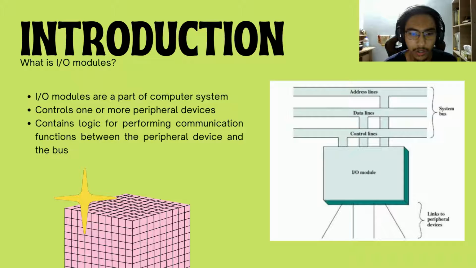My name is Muhammad Afif Daniel, and I'm going to present about the introduction of IO modules. So IO modules is a part of computer system where each module interfaces to the system bus or central switch and controls one or more peripheral devices. An IO module is not simply a set of mechanical connectors that wire a device into the system bus, but it contains logic for performing a communication function between the peripheral and the bus.